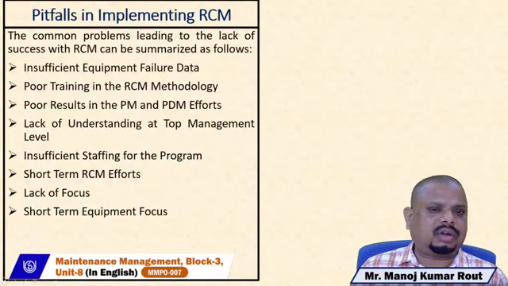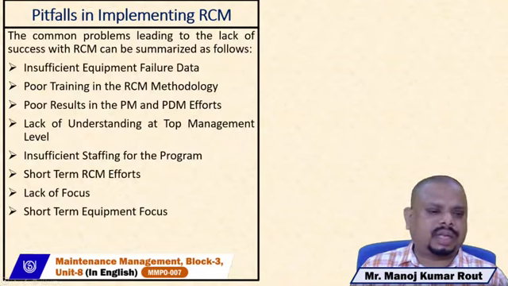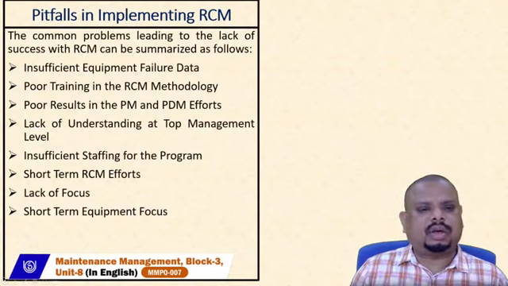Then poor or inadequate training leads to poor implementation of RCM methodologies and poor results in preventive maintenance and predictive maintenance efforts. Lack of understanding at the top level of management. Insufficient staff for the programs. The next is short-term RCM efforts, lack of focus, especially with reference to the maintenance management department, and short-term equipment focus. So these are the pitfalls whenever you implement RCM in your organizations.